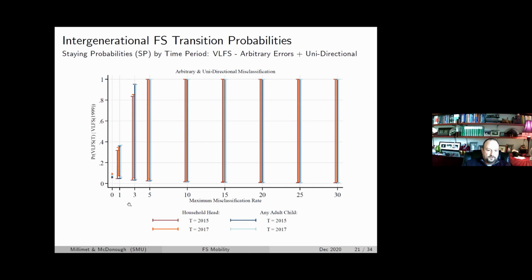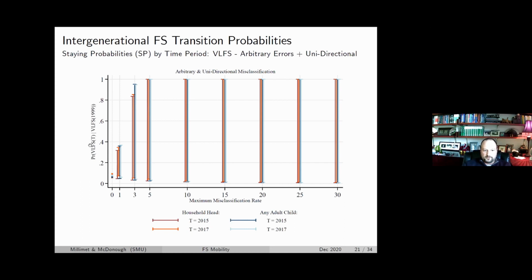All right. Like I said, if I could tell you that the effect was 0.5, it would be a lot easier to go through results, but I try to make these pretty pictures, hopefully. Just to give you a flavor, this is just for one element of the transition matrix. This is the conditional staying probability for being very low food secure under arbitrary errors and assuming that the measurement error is unidirectional, right?